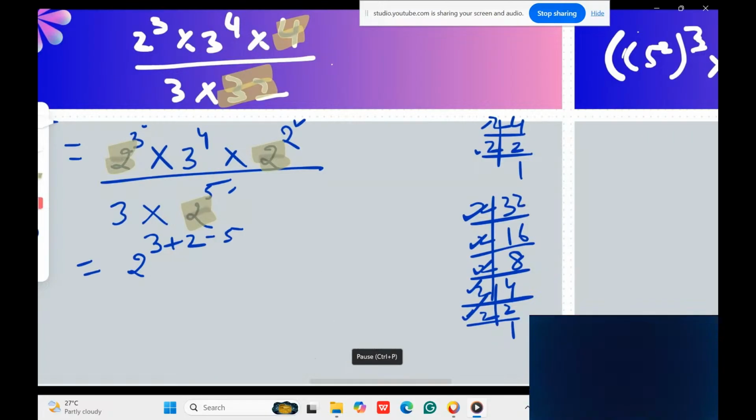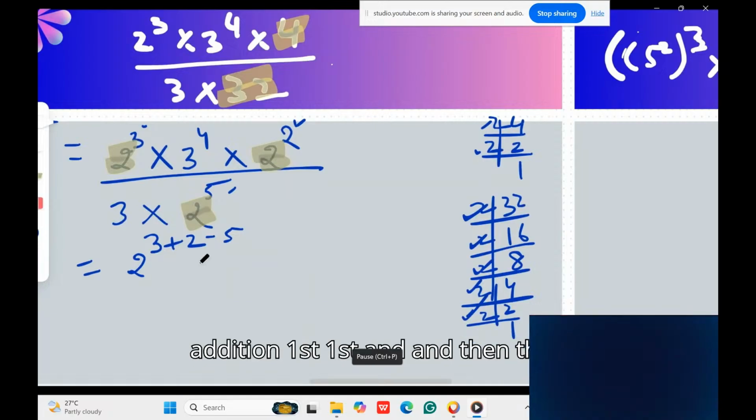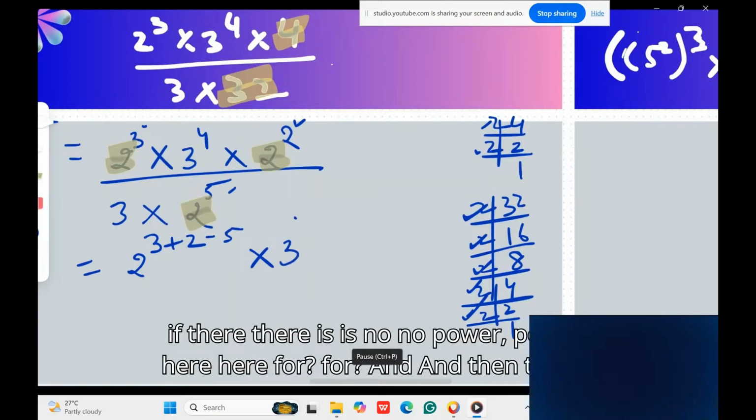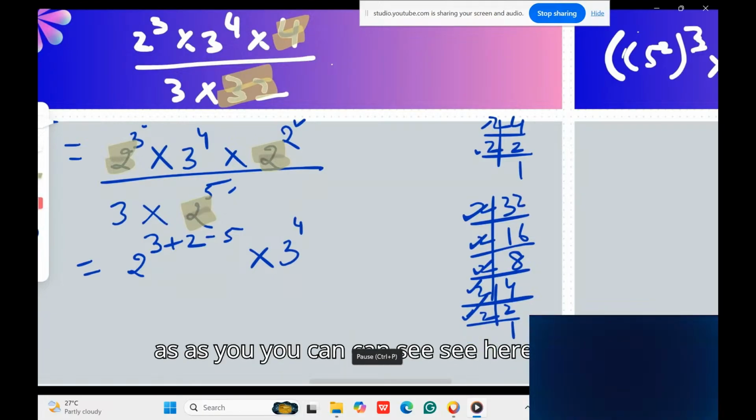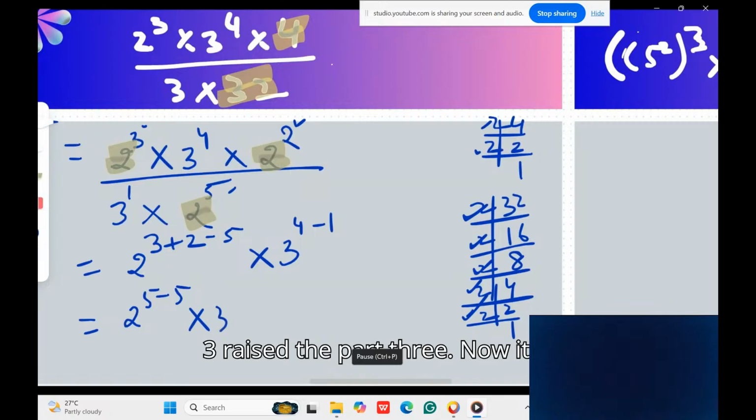You can do it all together, or if you want to take it slow, then do the addition first and then division. Next, multiplication. Now 3 raised to the power, what are we left with here? 4. And if there is no power, as you can see here, it means the power is 1. So we do 4 minus 1. So it is 3 plus 2, 5 minus 5. It is 3 raised to the power 3.